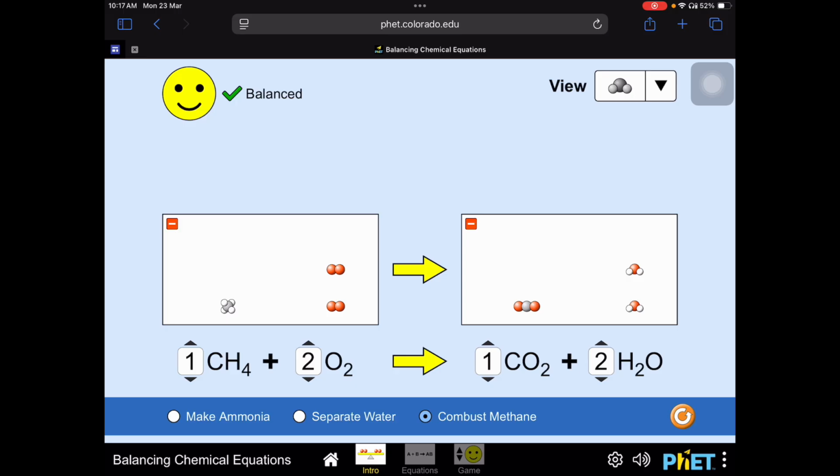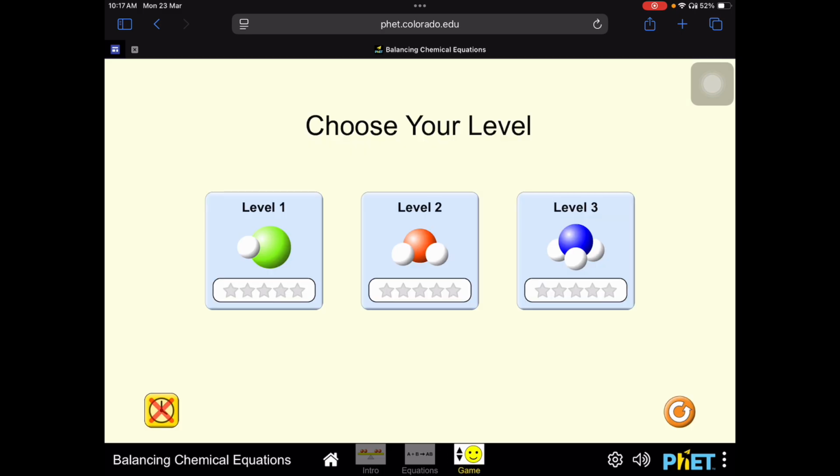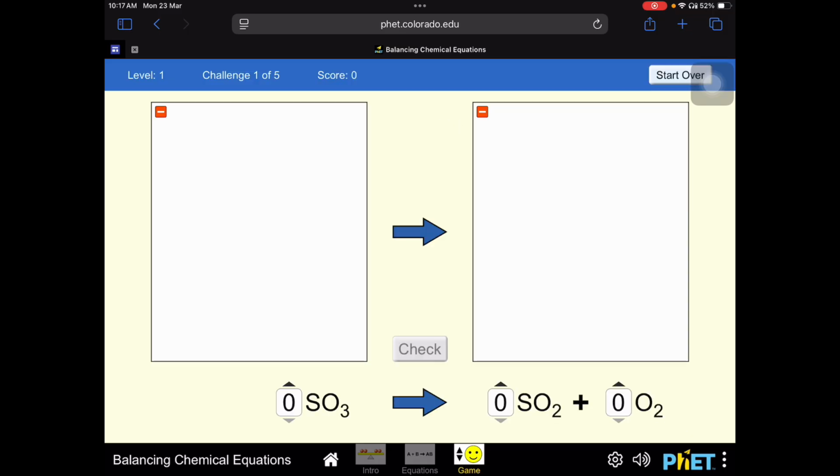Now you should actually try to balance this over and over again, taking your own time, so that you can see for yourself how it will look like. And of course, as I mentioned, go to the game segment. There's actually a total of 15 different chemical equations over here for you to practice and get to familiarize yourself with the balance of equations. And it goes from level 1 to level 3 in terms of difficulty.